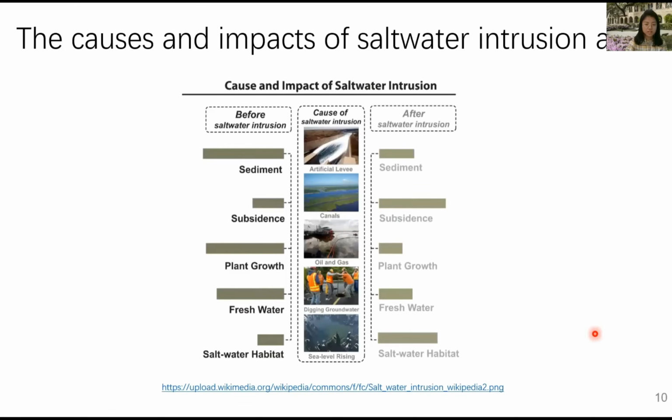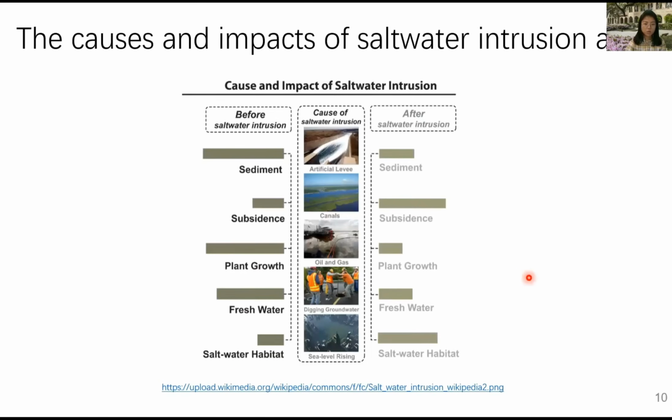There are some reasons contributing to saltwater intrusion. For example, overpumping of groundwater, as we mentioned before, also extraction of oil and gas and sea level rise could be other reasons. Other contributors could be construction of artificial levees, canals, and navigation channels, because those structures provide conduits for saltwater to flow inland.